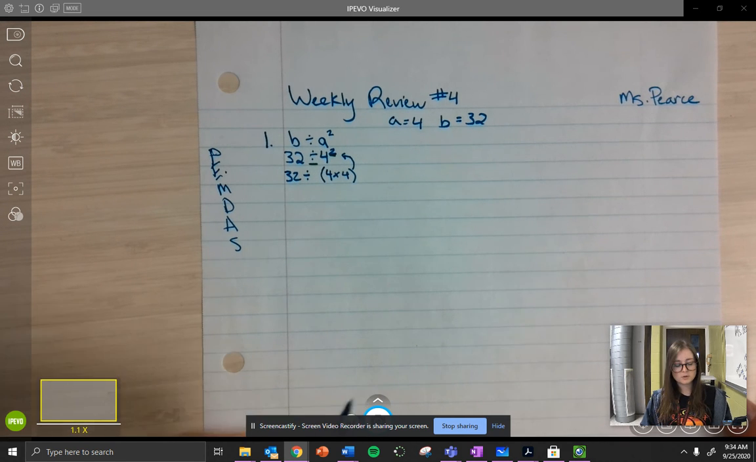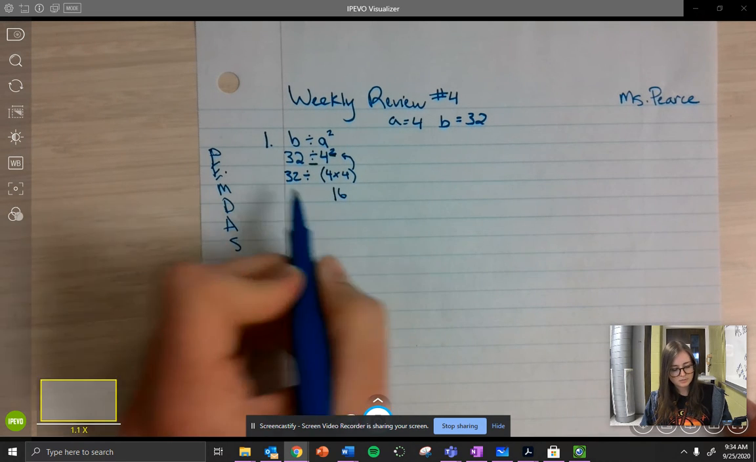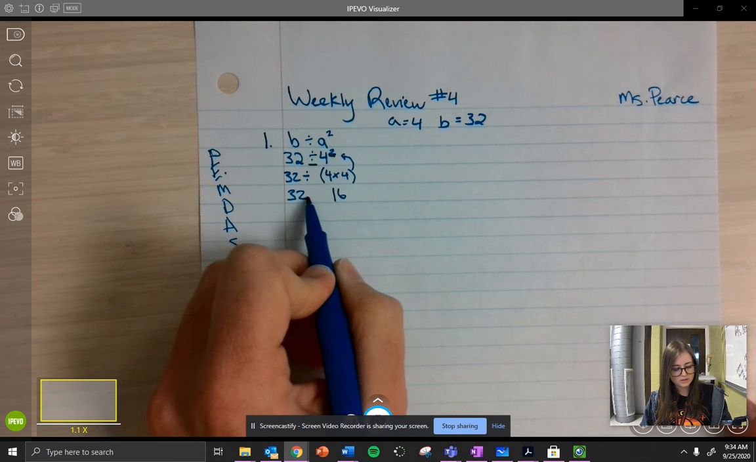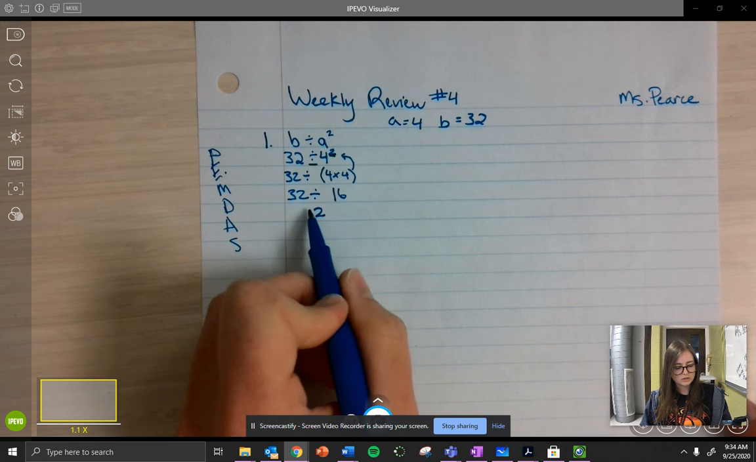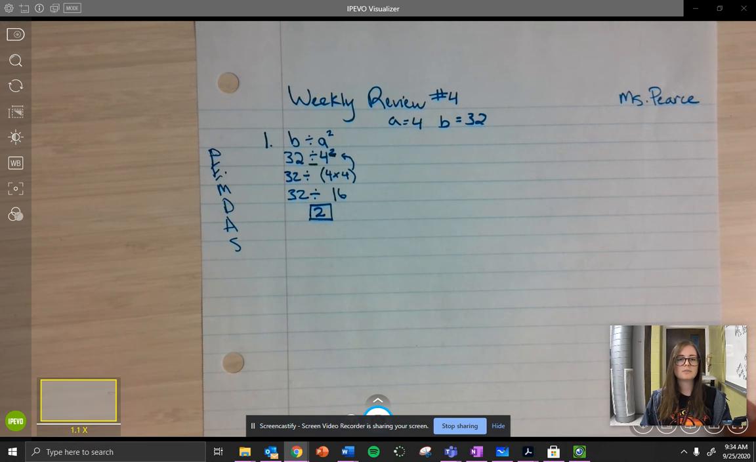And 4 times 4 is 16. So I'm going to write that below and make sure I bring down my 32 and my division symbol. And now I'm left with 32 divided by 16, which is 2. And I'm going to put a nice box around my answer so my teacher knows where to find it.